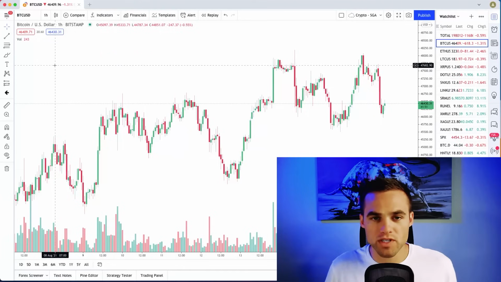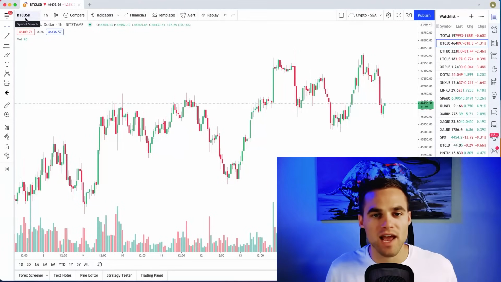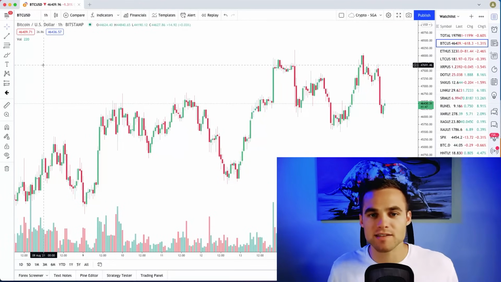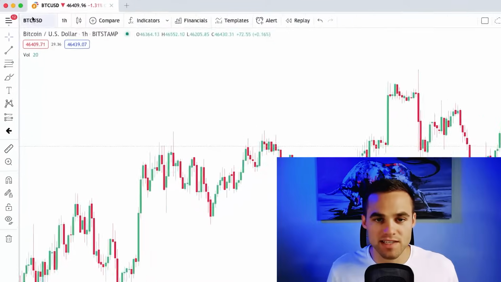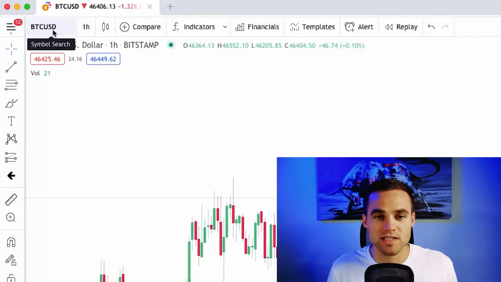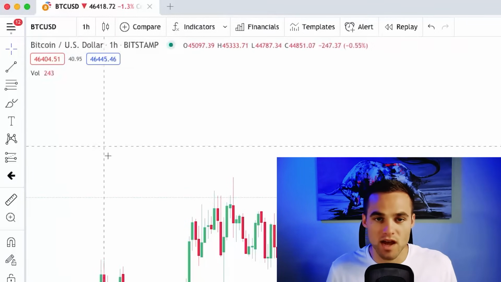Okay, now we're going to be talking about cryptocurrency pairs. So what are cryptocurrency pairs? You'll notice that whenever you're trading an asset, you're trading it against some other asset. So in this instance, you see that there's BTC USD. In this case, the first one is called the base currency, and the second one is called the quote currency. So the base currency is Bitcoin. The quote currency is the US dollar, okay?